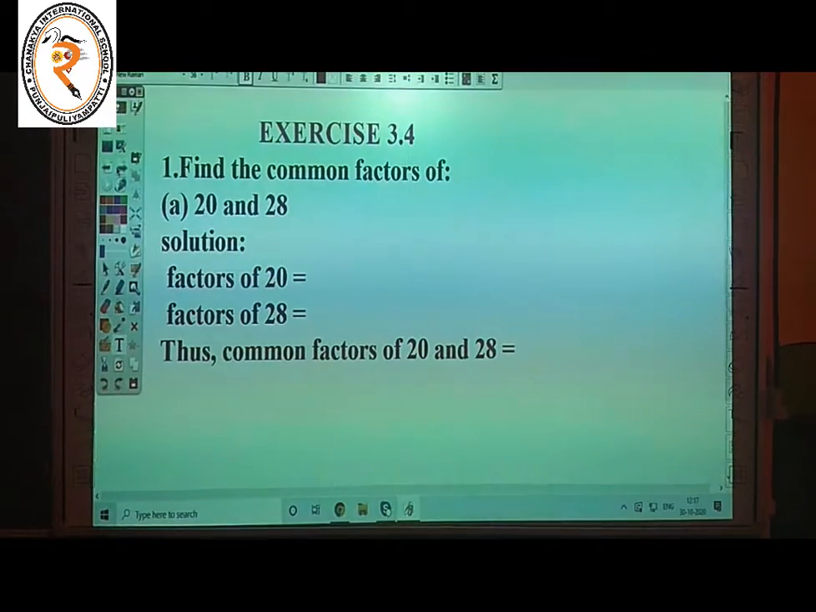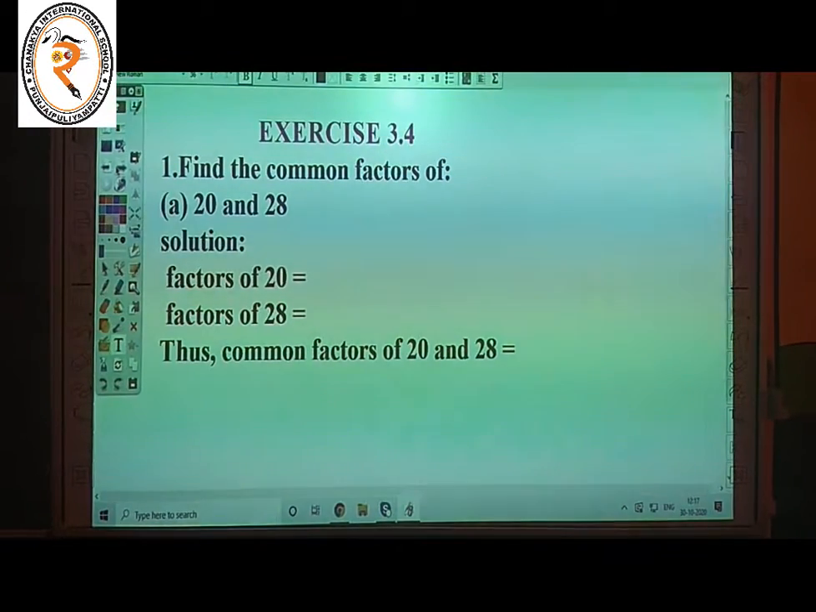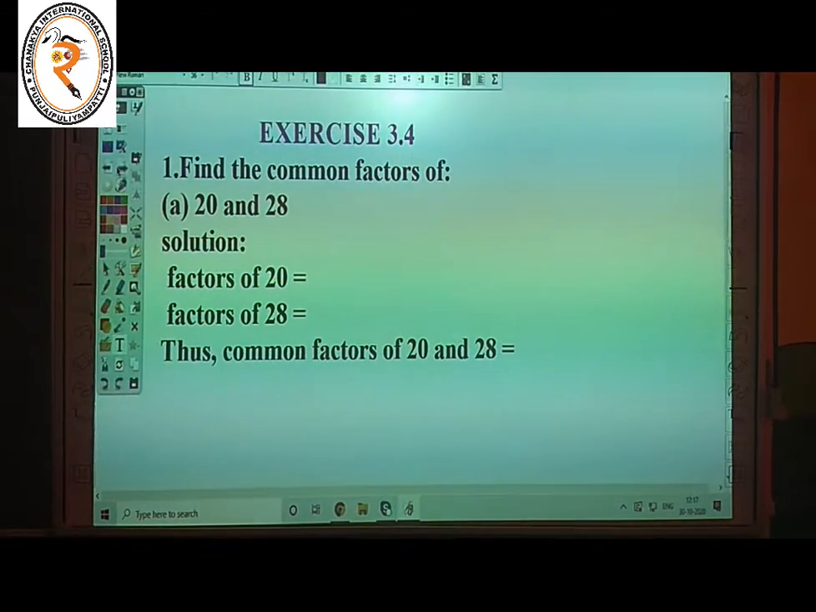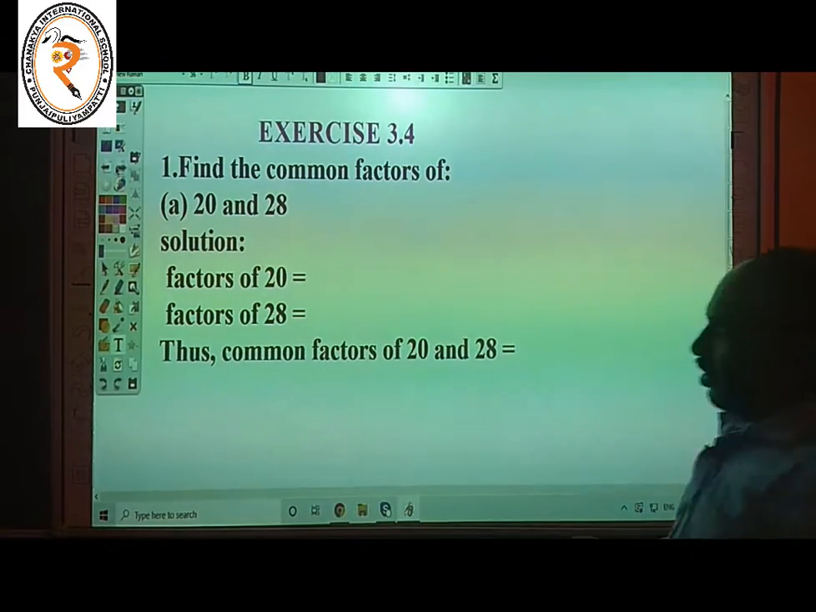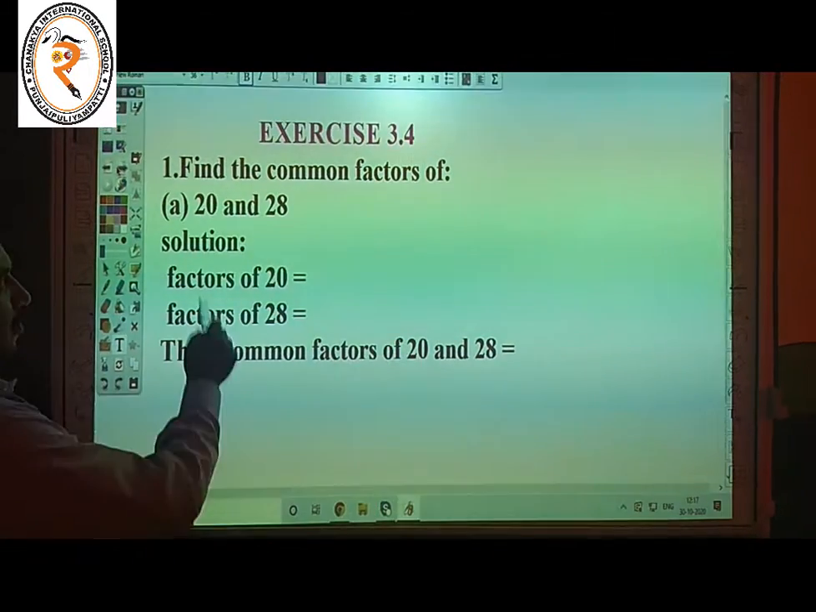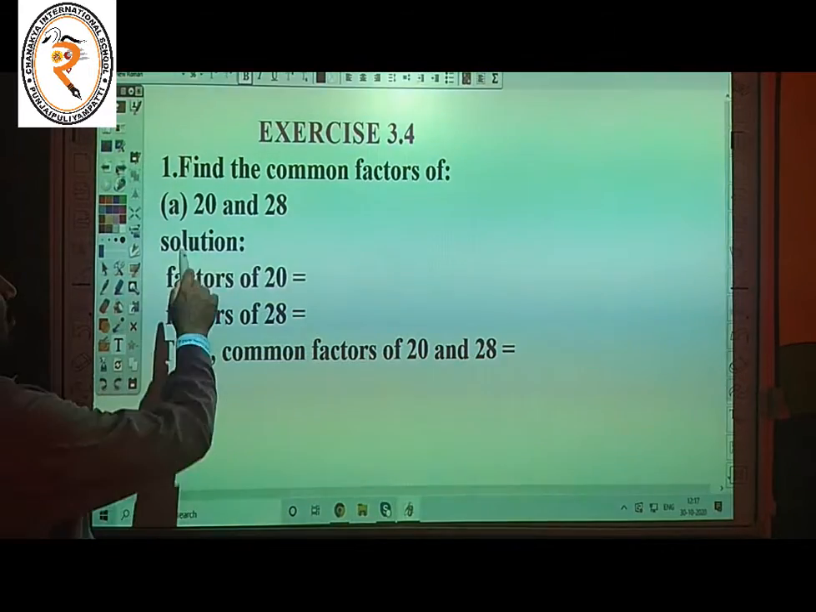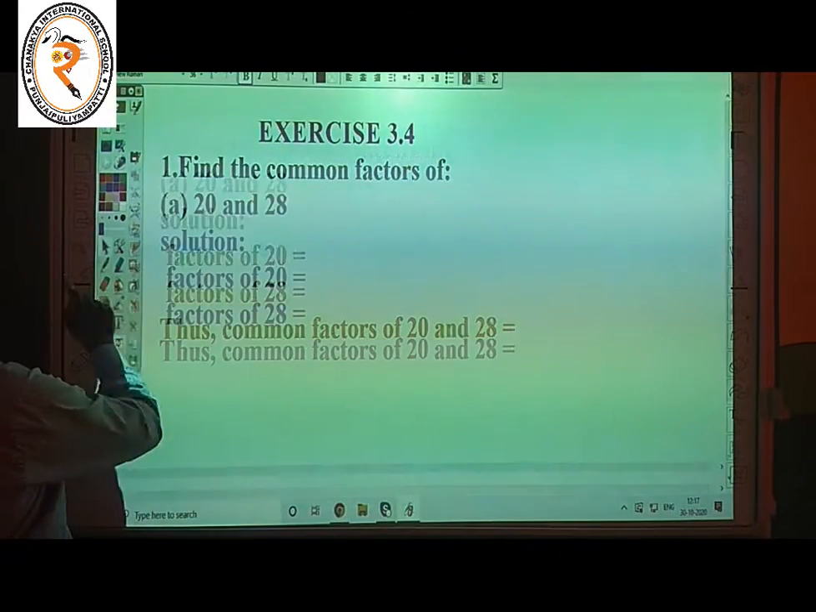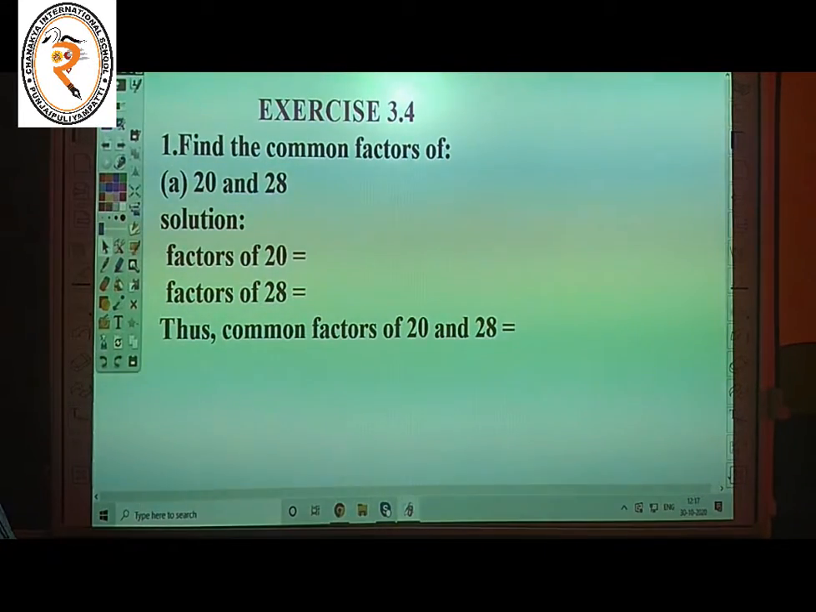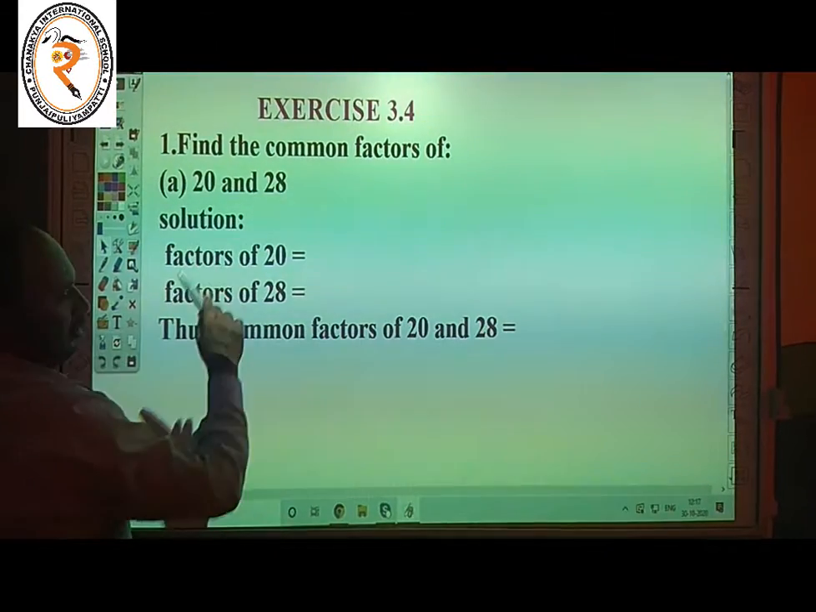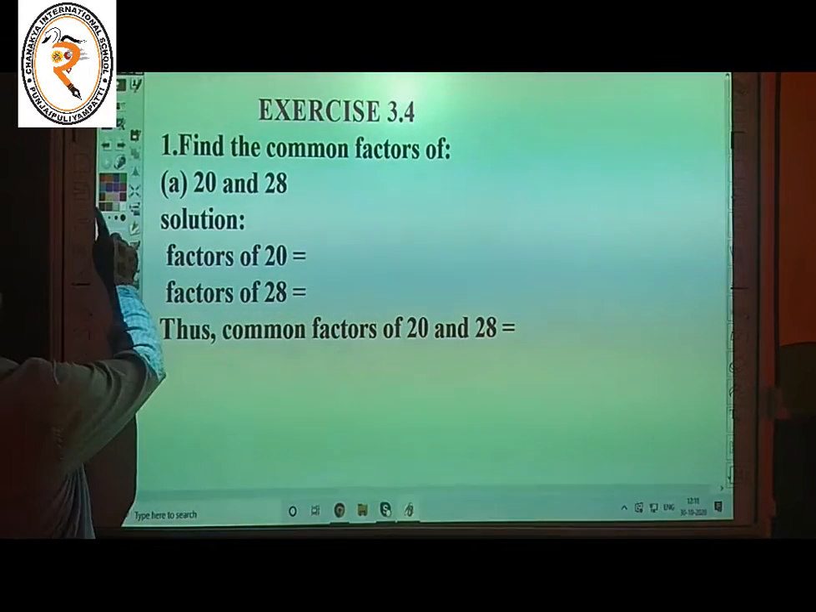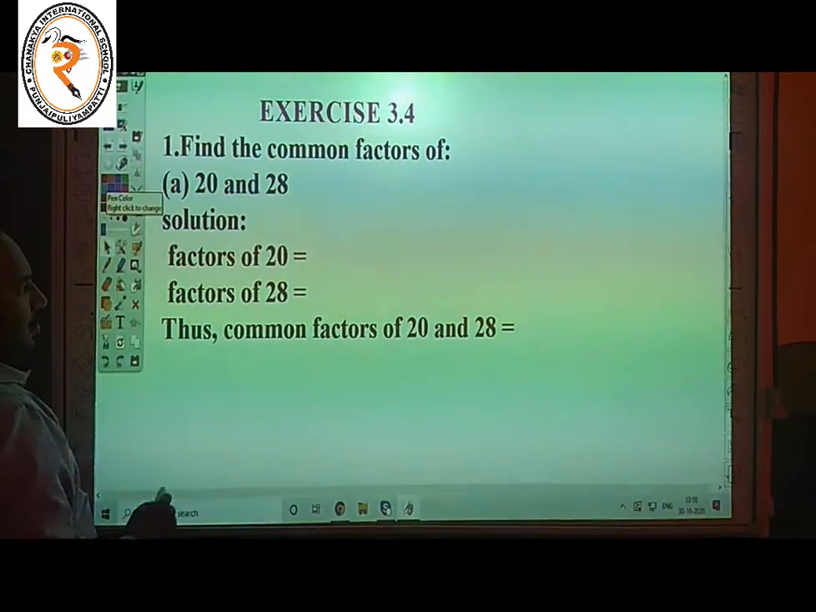Next one, exercise 3.4. Find the common factors. Listen here, exercise 3.4. Find the common factors of 20 and 28. First, we find the factors of 20.